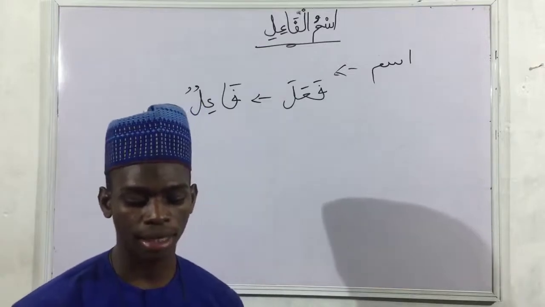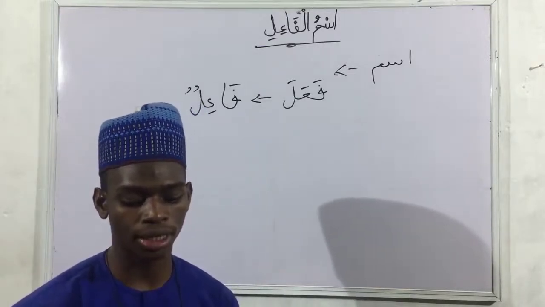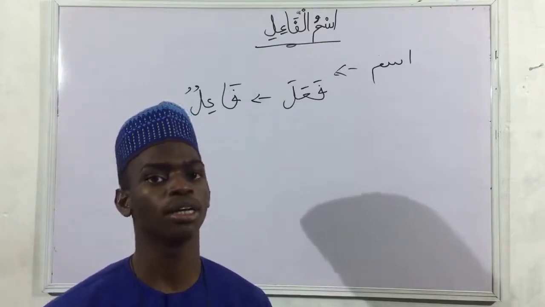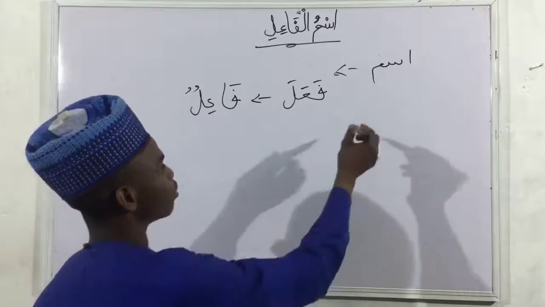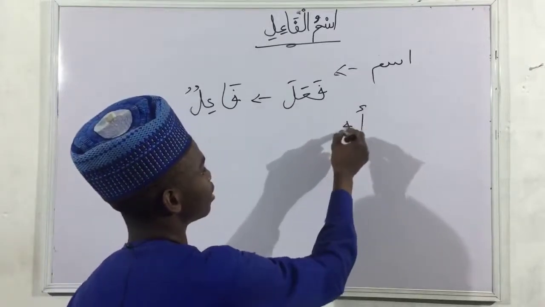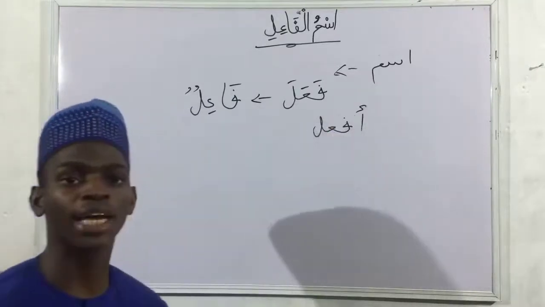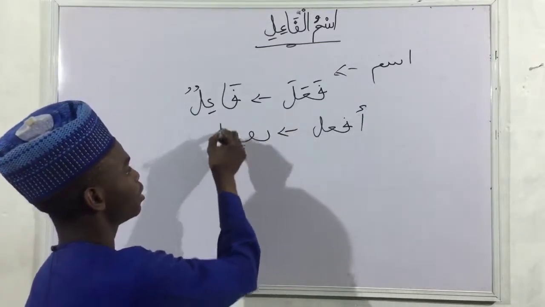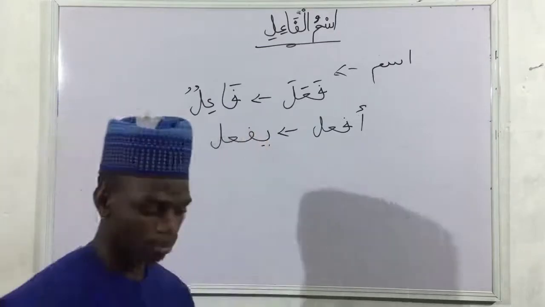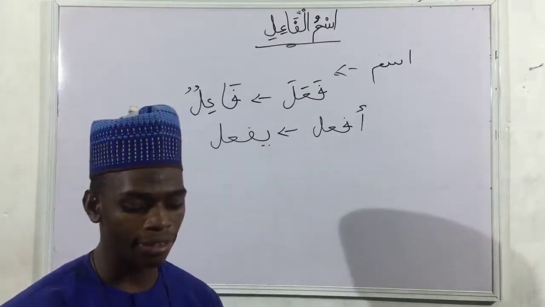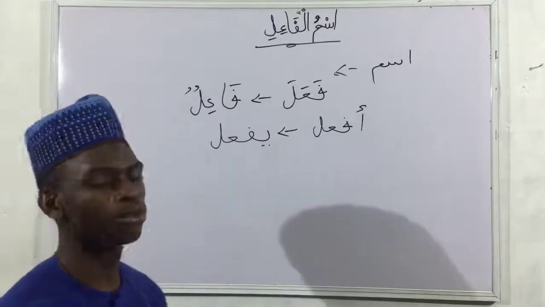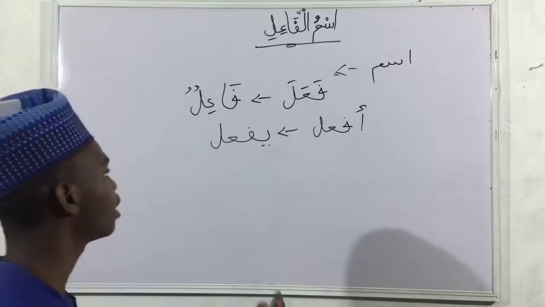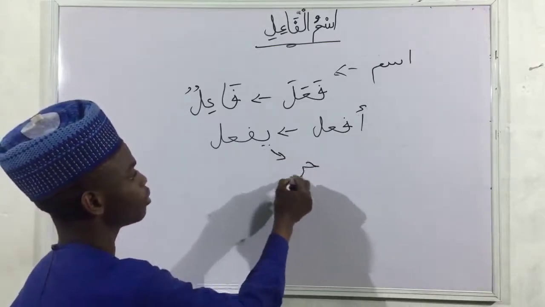Wa min ghayri thulathi ala surati mudari'ihi. That is, if it is not thulathi, it is going to be in the shape of the mudari'. Let's say, for example, we have something of the shape of af'ala. They said you look at the shape of the mudari'. Af'ala becomes yuf'ilu in mudari'. بإبدال حرف المضارع, by changing the حرف المضارع. What is our حرف المضارع? This is our حرف المضارع.